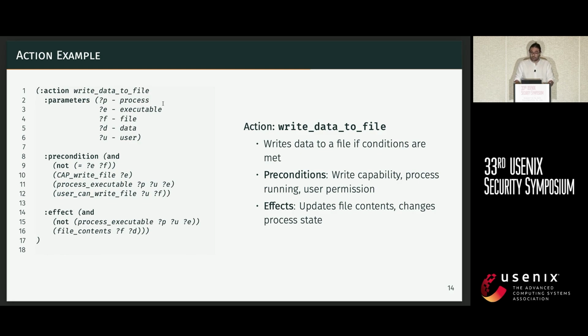So to write some arbitrary data to file, we want that it must be an executable that can write to a file, that the user spawning such a process associated to the executable can write to the file, and then as an effect, the file that we are targeting is going to contain arbitrary data D. This can be used, for example, to corrupt binaries or files on the system with shellcode or whatever.